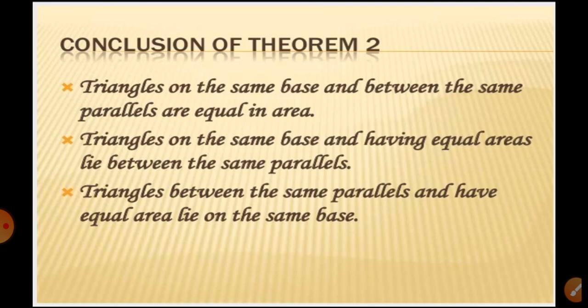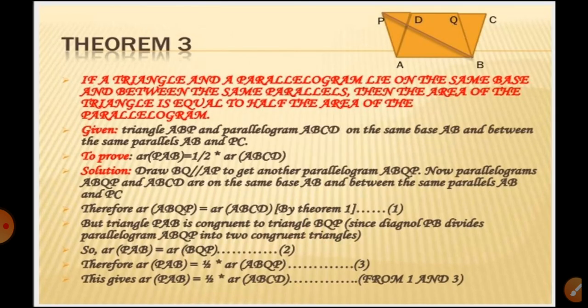Conclusion of theorem 2. Number 1. Triangles on the same base and between the same parallels are equal in area. Triangles on the same base and having equal areas lie between the same parallels. Triangles between the same parallels and having equal area lie on the same base. Then theorem number 3.